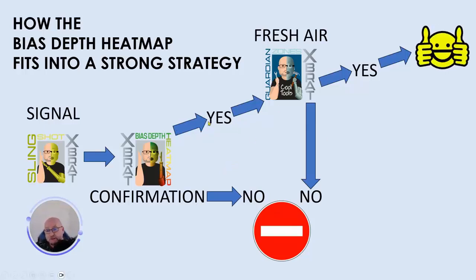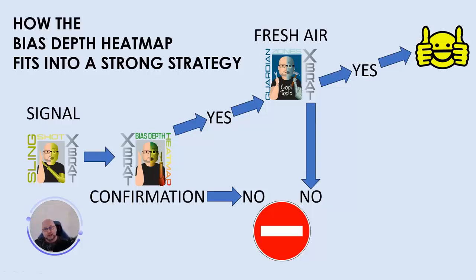If you do get confirmation, the next step is, have you got fresh air to trade into? You could have had a long signal, and you've got all 6 time frames of green, but have you got enough fresh air? Are you far enough away from the next resistance zone to trade into? If not, you don't trade. Down the bottom here, it's 3 simple rules: signal, confirmation, fresh air. If you do have fresh air to trade into, then take the trade.